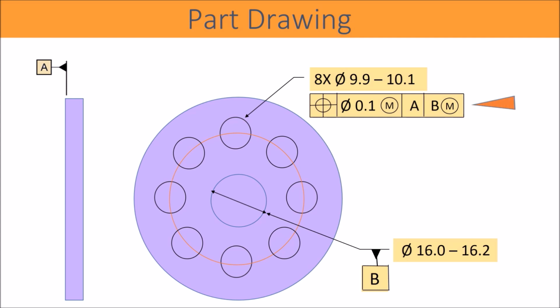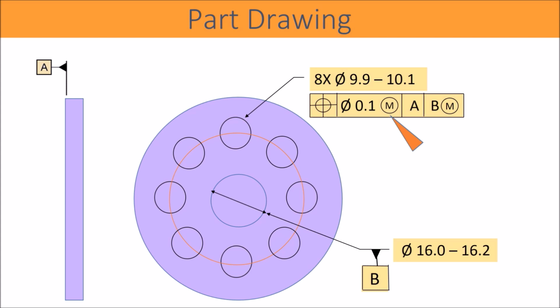The feature control frame controls the 8 holes, applying the geometric position symbol. It is a GD&T position symbol. This is a diametrical or circular tolerance zone symbol. 0.1 mm is the geometric tolerance of position. This 0.1 mm tolerance is applied to each one of the holes on the pitch circle diameter individually.